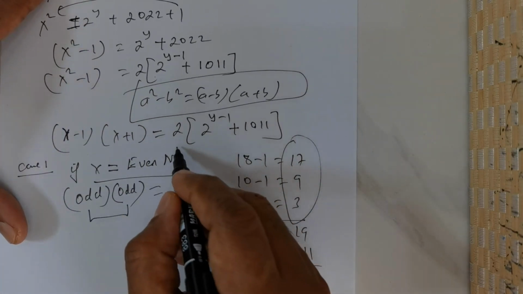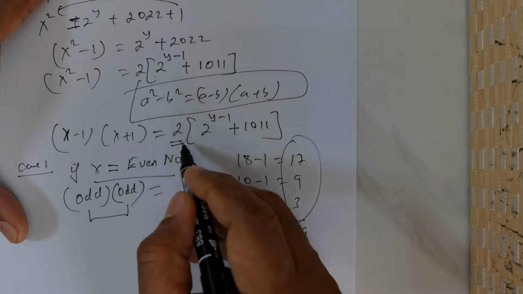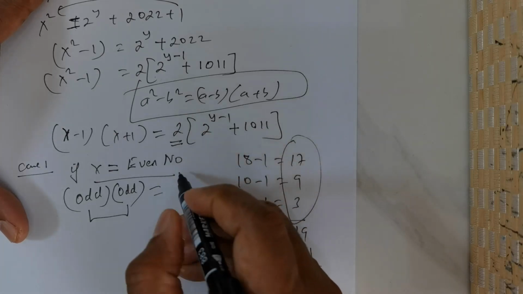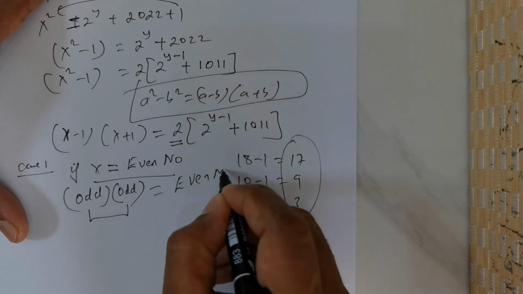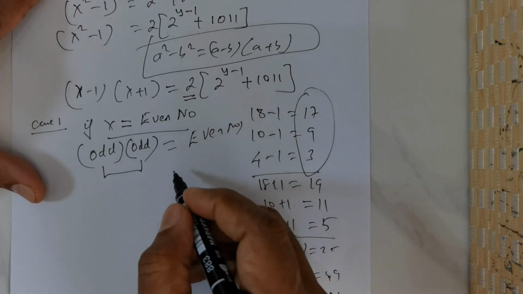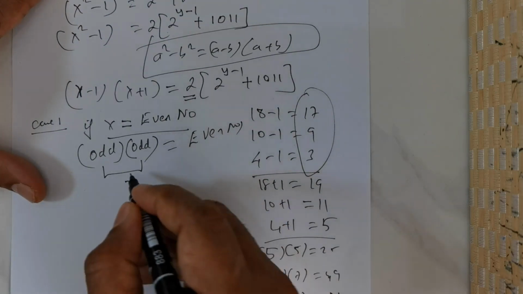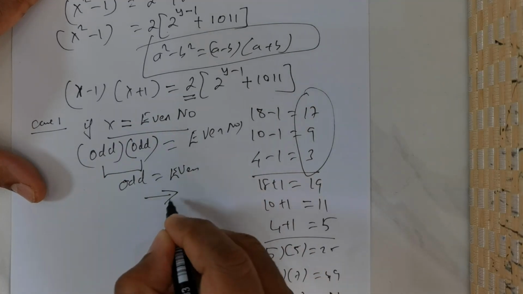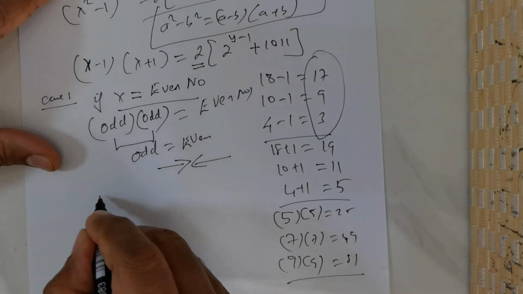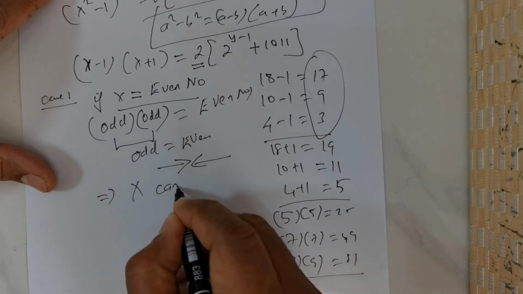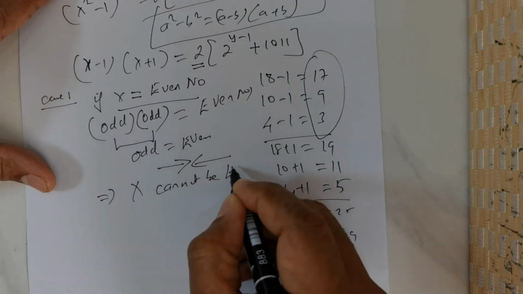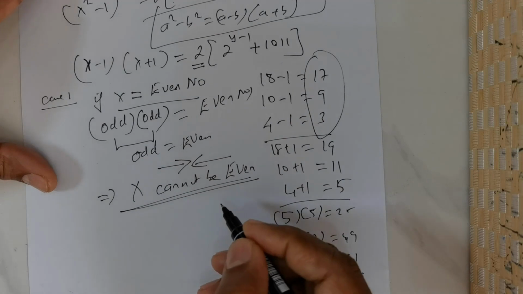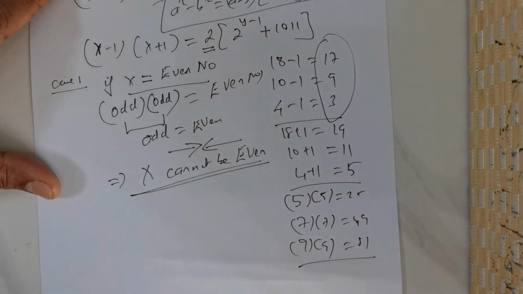Now what is on the right hand side? On the right hand side you have 2, and any number multiplied by 2 will give me an even number. So we have a contradiction. What is the contradiction? An odd number is equal to an even number, which is a contradiction. So this implies x cannot be even. So case 1 is conclusive.